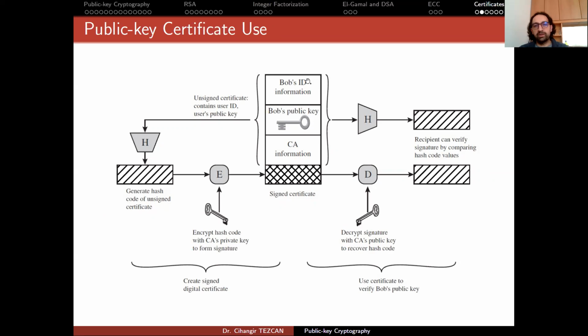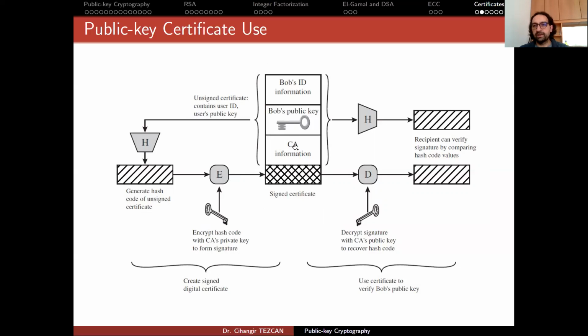It is something like this. In this example, it is referred to as Bob's certificate. Bob has some ID information and a public key, and there is a certification authority whose information is also kept in this certificate. Then this information is put inside a hash function like SHA-2 or SHA-3. Then the hash of this certificate is signed with the private key of the certificate authority, and the result is added at the end. So this whole thing is your signed certificate.